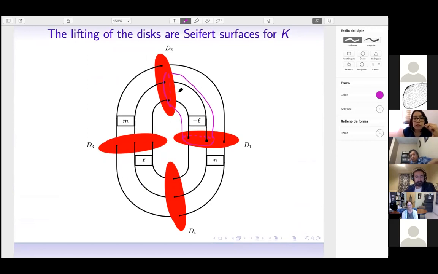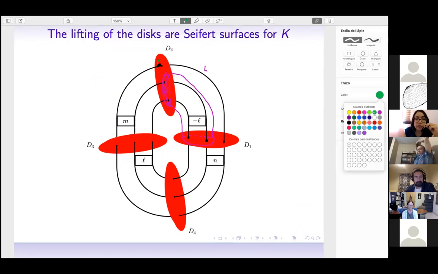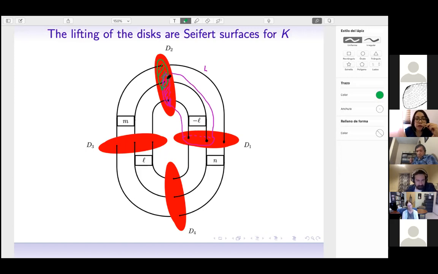To see that, consider this disk, which contains 2 intersection points of C2 with the knot L, and consider another disk containing these other 2 intersection points. So we see that the boundaries of this disk intersect in 2 points.